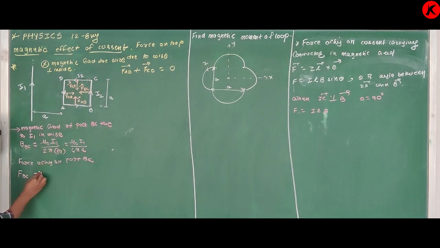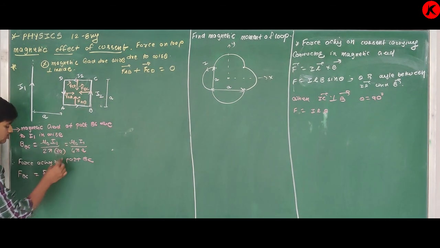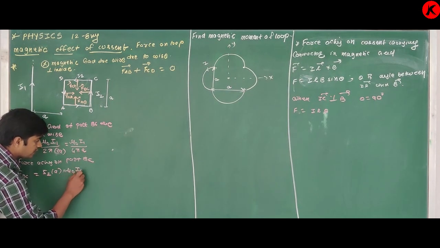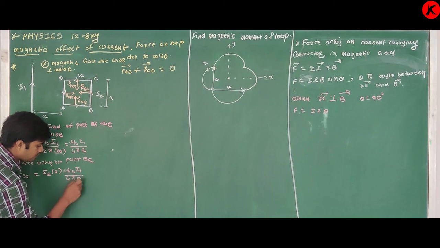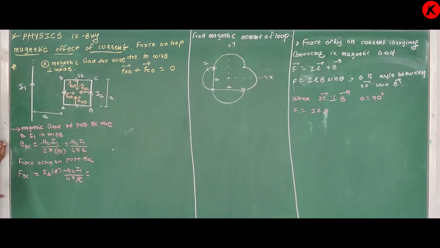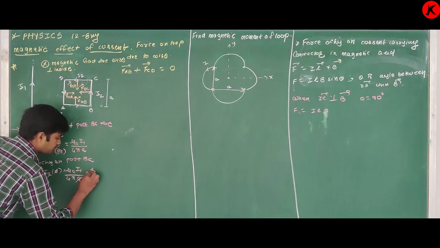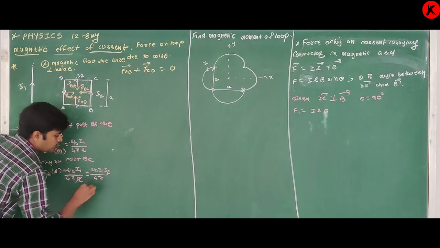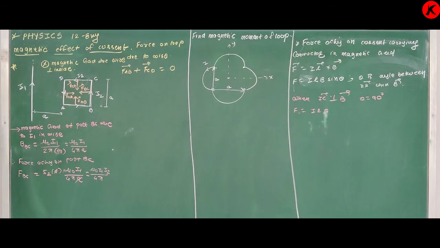What is current flowing in part BC? I2. What is length of part BC? It is a. And what is magnetic field? This one, it is mu 0 I1 upon 4 pi a. The a cancels, so I can say it is mu 0 I1 I2 upon 4 pi. And now similarly, in the same manner, we can find what is force acting on DA.